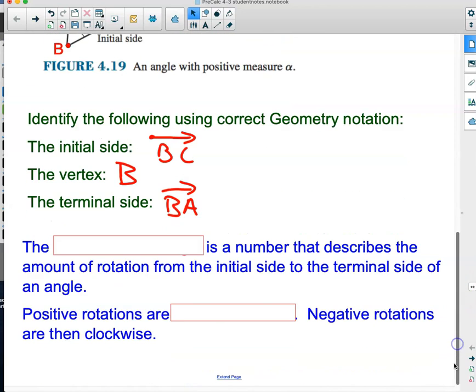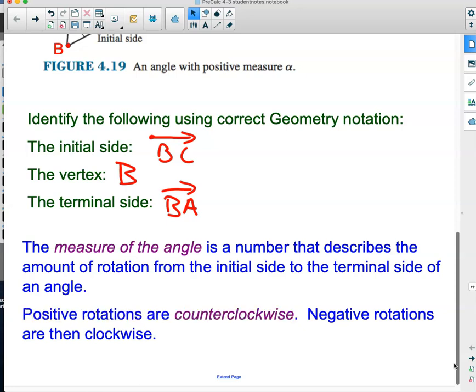Now, the measure of an angle. That's the number that describes the amount of the rotation from the initial side to the terminal side of the angle. So how much of a circle are we talking about? We know that a full circle is 360 degrees. We know that a full rotation in radians is 2 pi, and that measure of that angle tells us how much. Positive rotations are, of course, counterclockwise, and negative rotations are clockwise.